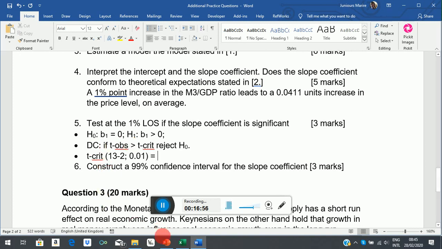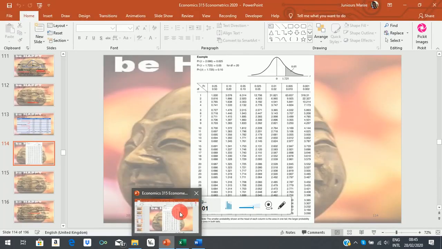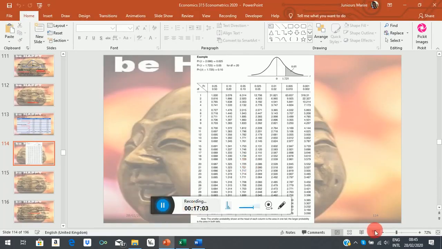What do we get? We come to the tables. My computer is just misbehaving as well.